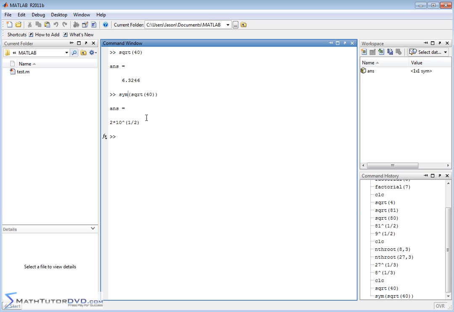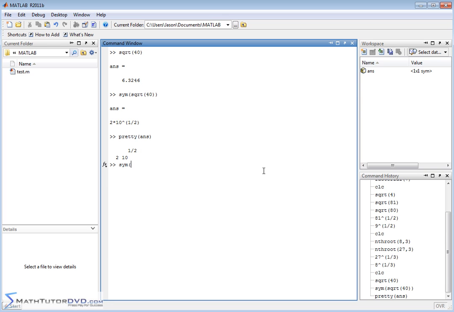If it's hard for you to read that, you can type in pretty answer, and you'll see 2 times 10 to the 1/2. Now, you should know that anything to the 1/2 is just a square root. So really what we have is 2 times the square root of 10. We all learn in algebra how to factor 40 and get all of the common things and do all this by hand, but you can use MATLAB to keep everything perfect as well.